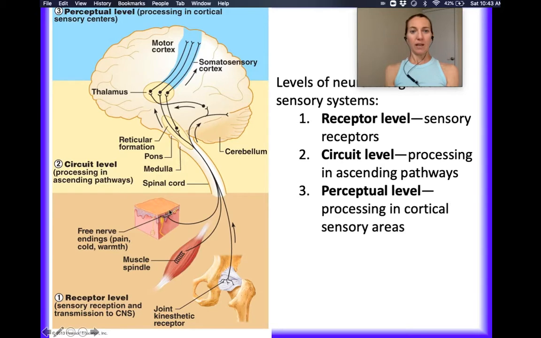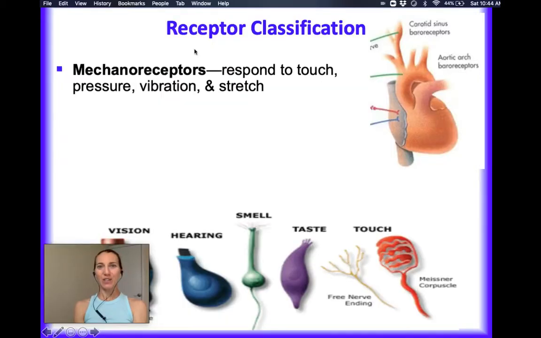So you're seeing free nerve endings. These are unencapsulated. You're seeing muscle spindles that help give us a sense for muscle stretch. This will come back into play when we look at reflexes. Then you've got kinesthetic receptors that you see concentrated at the joints. Let's take a look here first at the different receptor classifications.